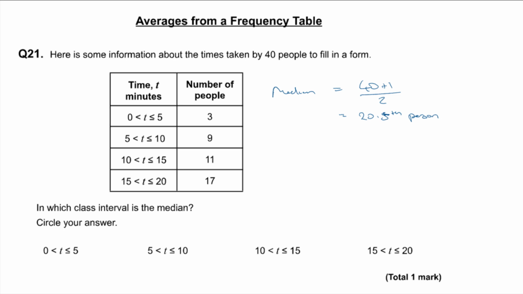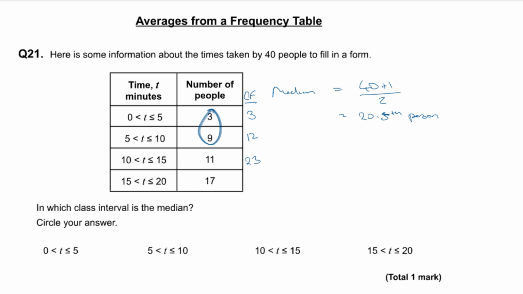So where is the 20th person? You can use cumulative frequency to track them down. If we rank them from fastest to slowest, then the fastest 3 people are going to be the ones with those times there. Then the next 9 fastest are going to be those 9 there. That takes me up to 12 people altogether, so the first 12 people are in there. Then the next 11 people are in the next group. That takes me all the way up to person 23.